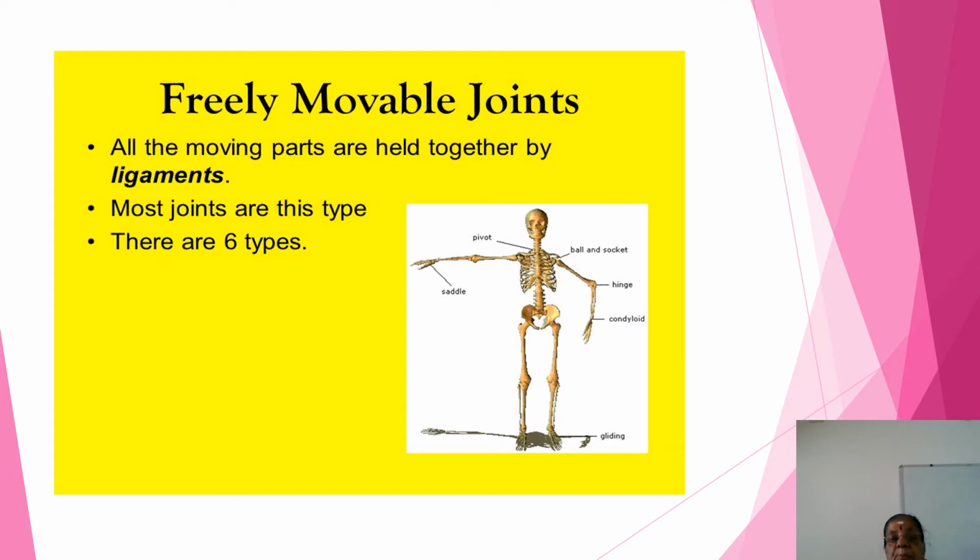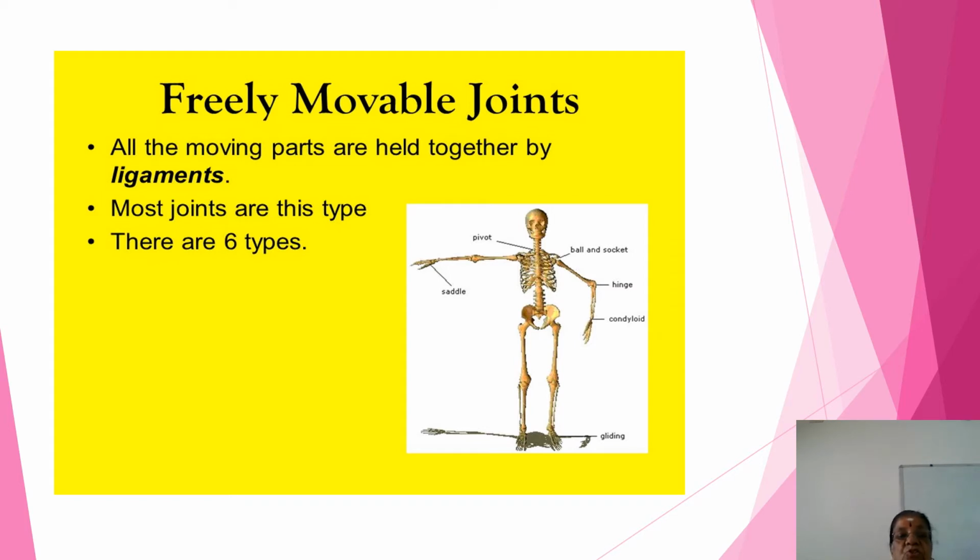All moving parts are held together by ligaments. What I said, the ligaments are the tissues which are attaching two bones. Now we say joint is a place where two bones meet. Then how are they? They are attached to each other by ligaments. So all the moving parts are held together by ligaments.